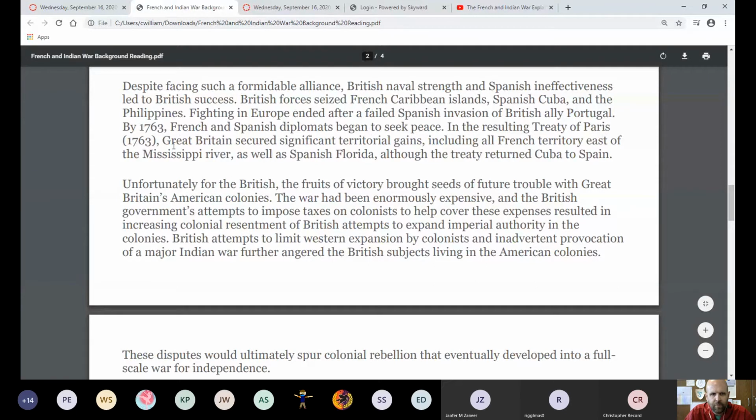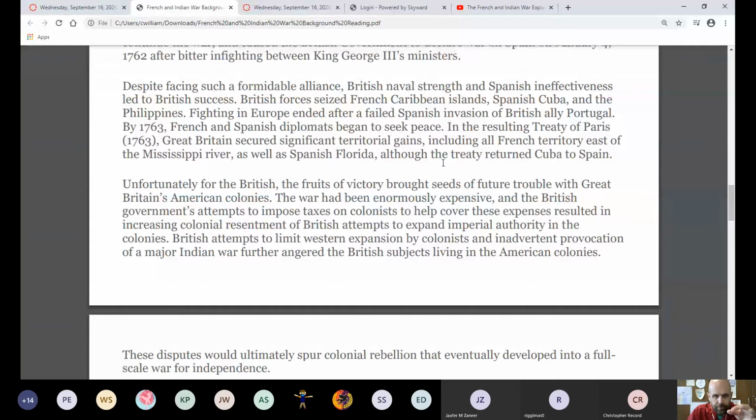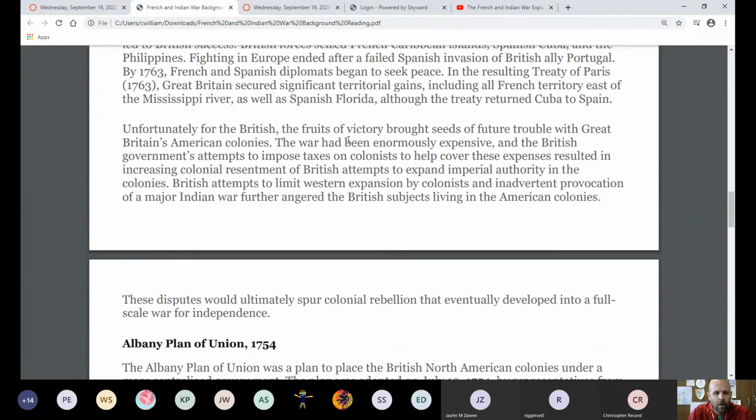In the resulting Treaty of Paris of 1763, Great Britain secured significant territorial gains, including all of French territory east of the Mississippi River, as well as Spanish Florida, although the treaty returned Cuba to Spain. France was basically given an ultimatum. Either give up New France, which was the territory in North America, or give up your sugarcane islands in the Caribbean. And France decided to keep the sugarcane islands and give up control of New France, okay?